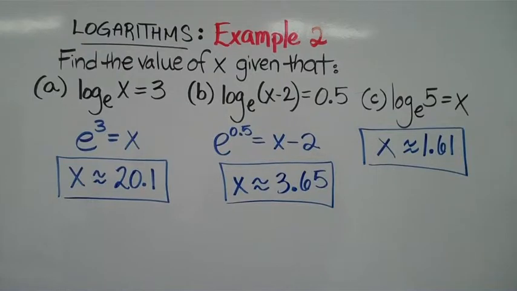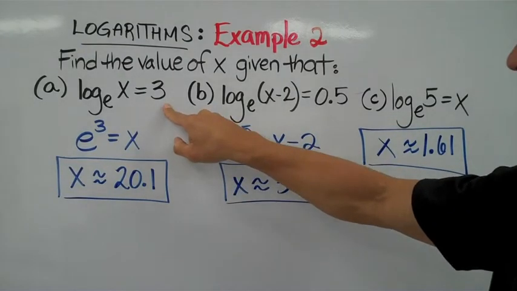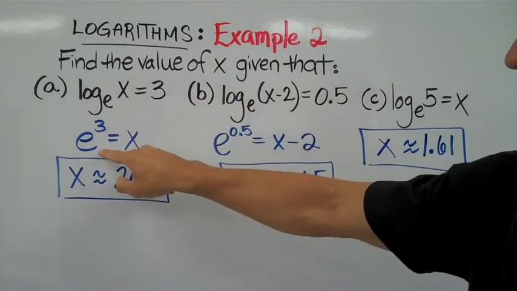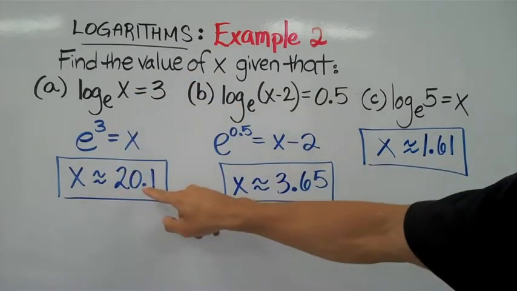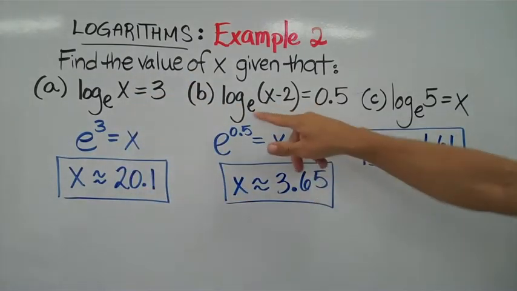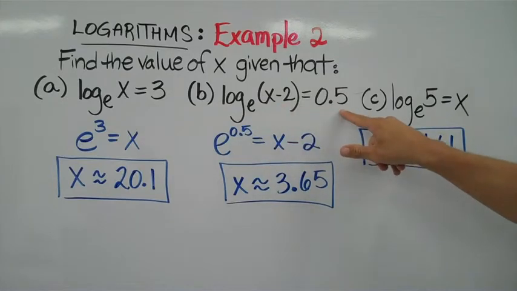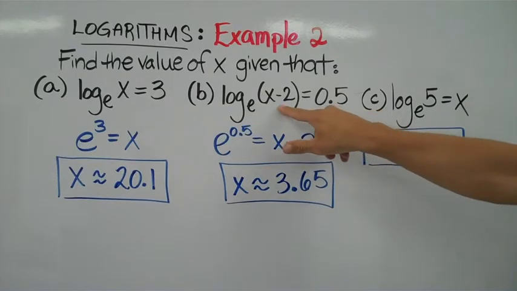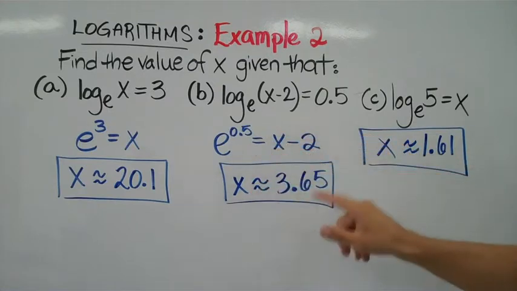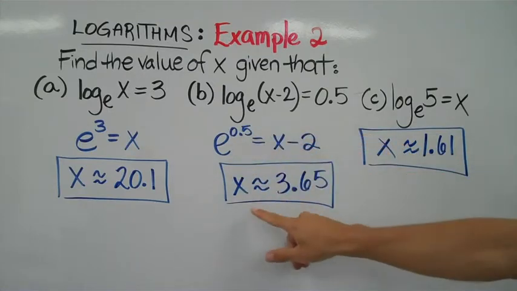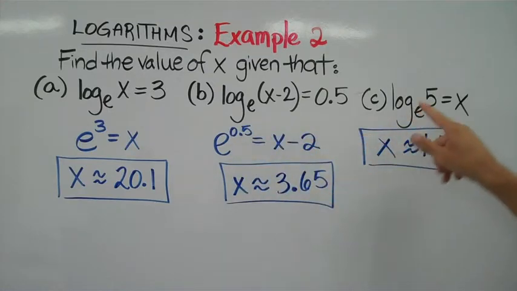Find the value of x given that log base e of x, or natural log x, equals 3. Well, this means that e to the 3 equals x. Just evaluate e to the 3, you get x is about 20.1. Natural log of x minus 2 equals 0.5. Well, that means e to the 0.5 equals x minus 2. Add 2 to both sides, so you get 2 plus the square root of e, which is about 3.65. Natural log of x equals 5. We'll simply evaluate this in your calculator, and you get x is about 1.61.